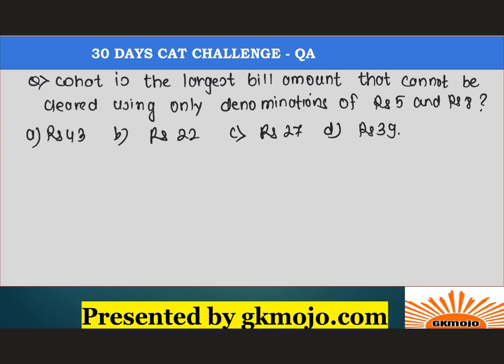Let's have a look at the next question, and probably a very important one. We're going to do it by the conventional method and by the shortcut method as well, the method that is most acceptable for your CAT. What is the largest bill amount that cannot be cleared using denominations of rupees 5 and 8? And they've given you 4 amounts: rupees 43, rupees 22, rupees 27, and rupees 39.